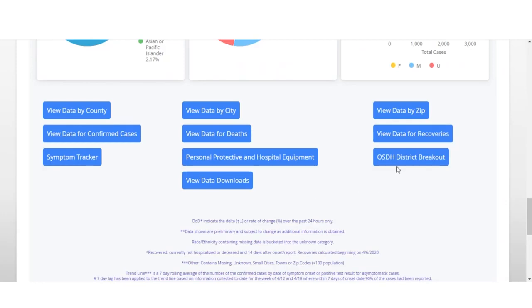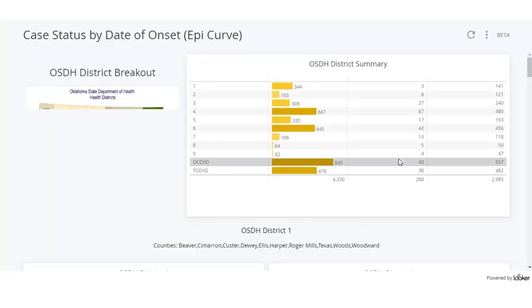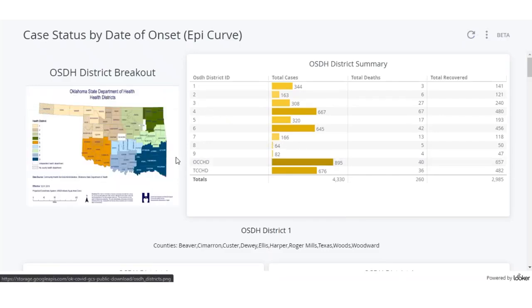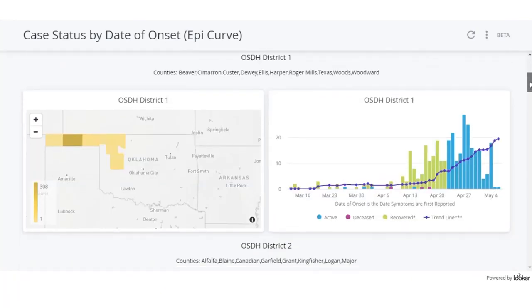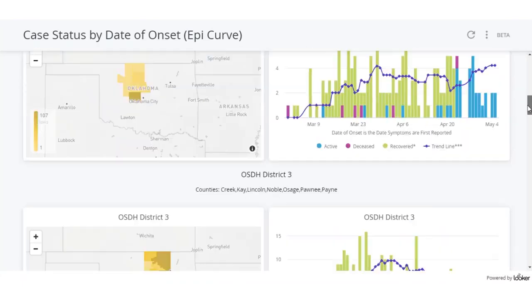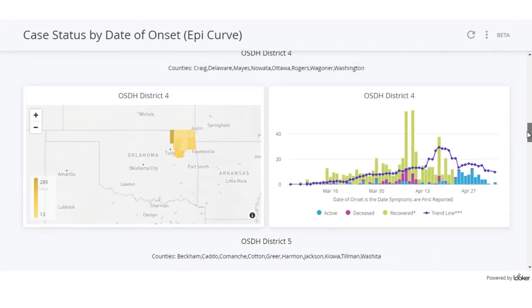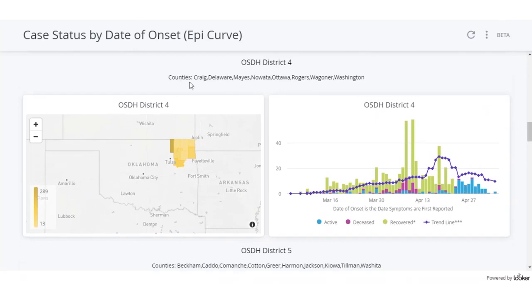I'll also point out here that we have the health department district breakout, that by following this will give you a map of the state and how the health department has organized public health districts in these local areas. So here you'll see total cases by public health district. If you scroll down on this page, you will notice that each district, 1, 2, 3, and 4, we'll look at 4, for example, does list which counties are included in this district.